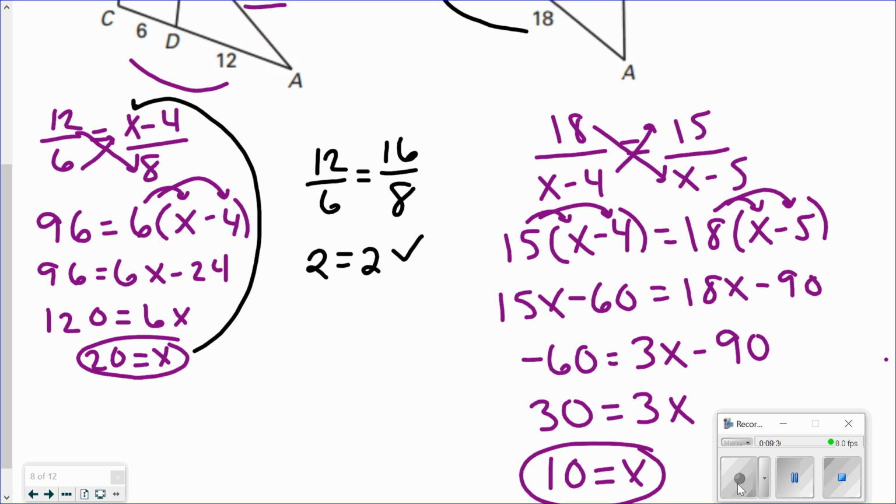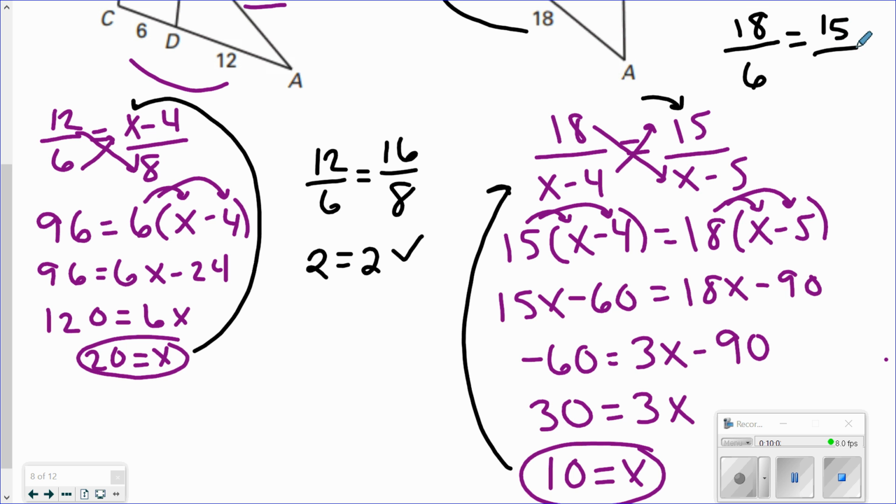Since I have my x value, I now want to plug x back into my ratio just to double check that it is correct. So I had 18 divided by x minus 4. Well, x is 10, so 10 minus 4 is 6. This is equal to, now I have to plug in x for my ratio over here. I have 15 divided by x minus 5. Well, once again, 10 is x, so 10 minus 5 is 5. If we simplify both these fractions, we end up getting that 3 is equal to 3, which is the same, it should be. So our answer is correct.